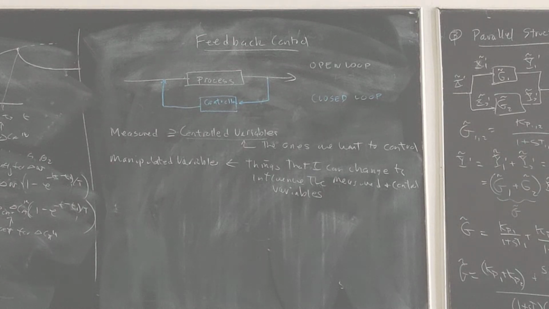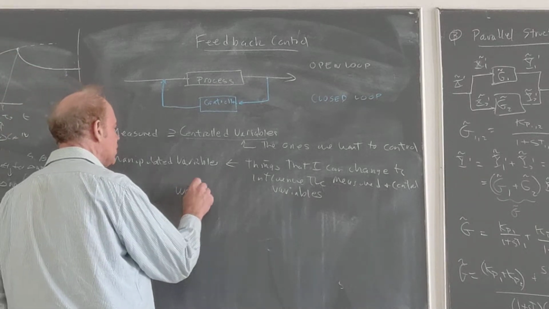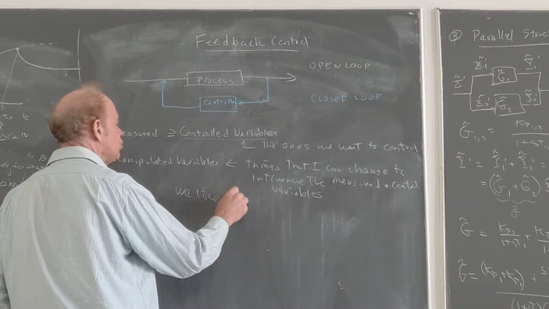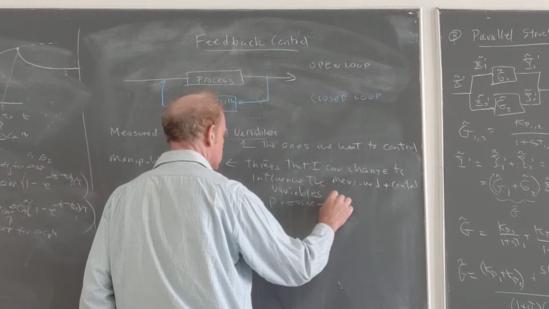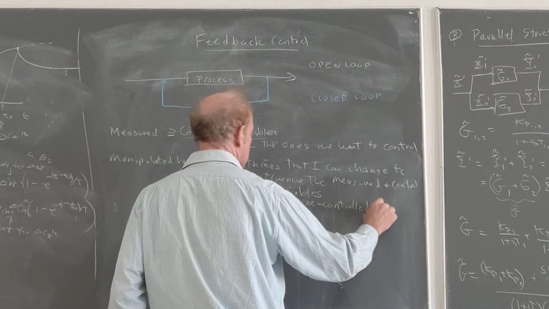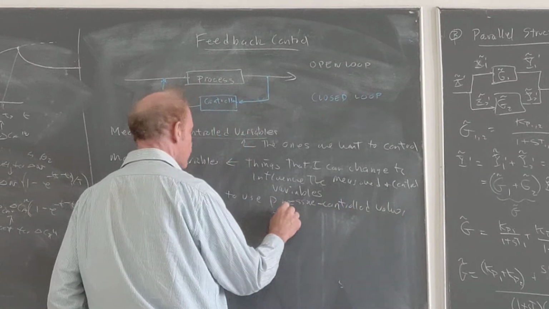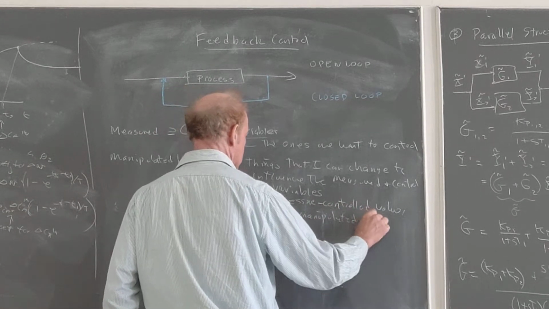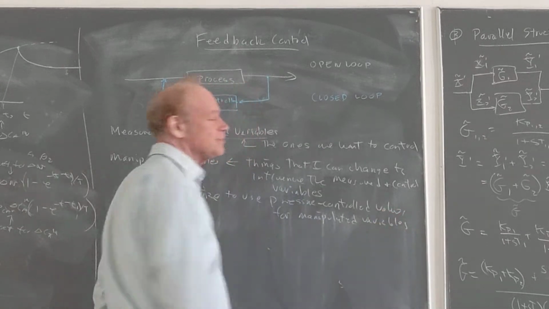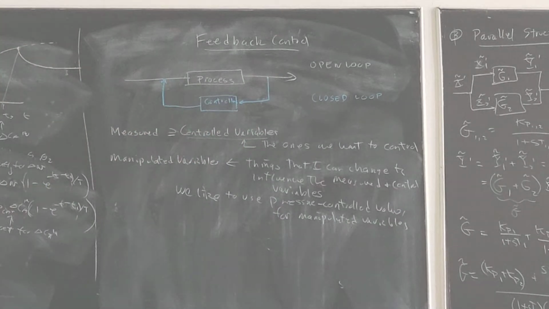So typically, we like to use valves, pressure control valves, for manipulated variables. Why do we like that? Well, let's say we have a little motor instead of a valve. We had a motor that would drive a pump. If we had a pump, what happens if the pump breaks? Pumps break when they go on and off. Then I got a problem.